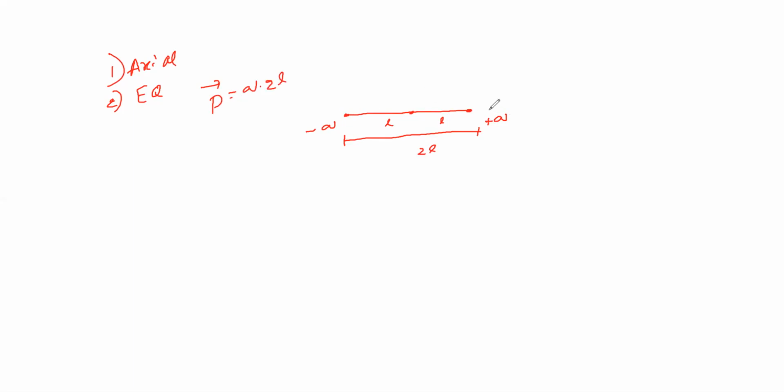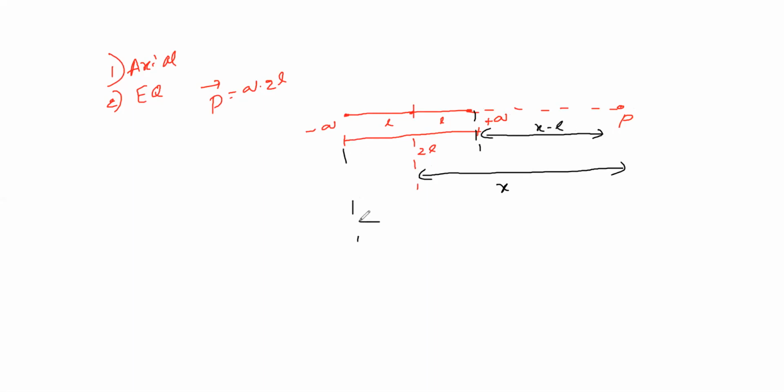Now on the same axis, I'll take a point P. The distance from the center to the point P is x. Same cases that we discussed before. It is x minus L from one charge and x plus L from the other. So now the A point and the B point.